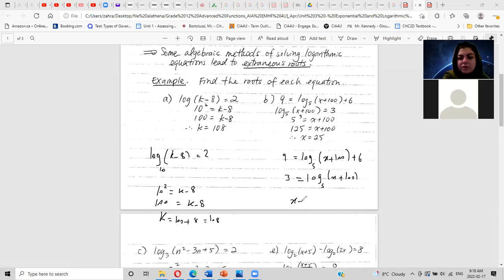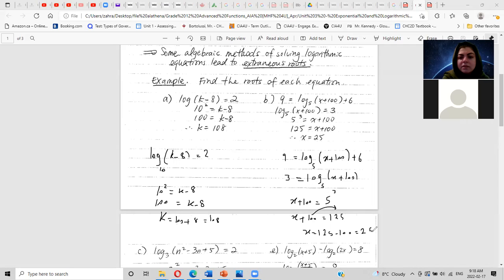So it's going to be 5 to the power of 3 is x plus 100. Whatever is in front of the log is the base of the log, raised to whatever is at the other side. 5 to the power of 3 is 125. x plus 100 is 125. Then you bring 100 to the other side. So it's 125 minus 100, which is 25.